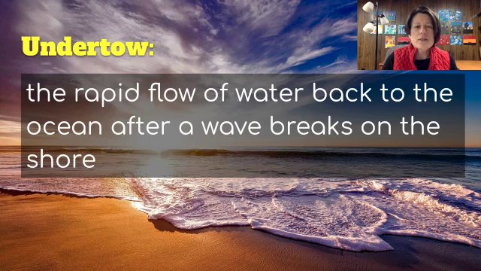One type of current is called an undertow. This is the rapid flow of water back to the ocean after a wave breaks on the shore. If you've ever been to the ocean, you have felt the undertow because you get pushed by the wave and then there's that rush of water backwards that you feel like it's going to sweep you out from under your feet. These are usually not very strong currents, so you don't really have to worry about it taking you out very far, but it will pull things like seashells out, though not all the way out to sea.